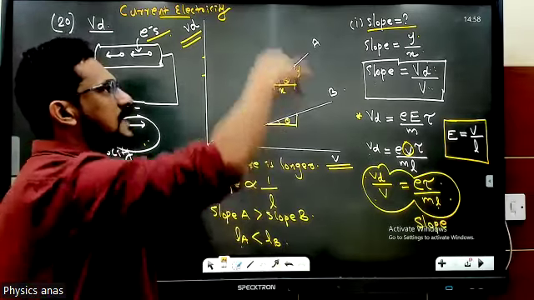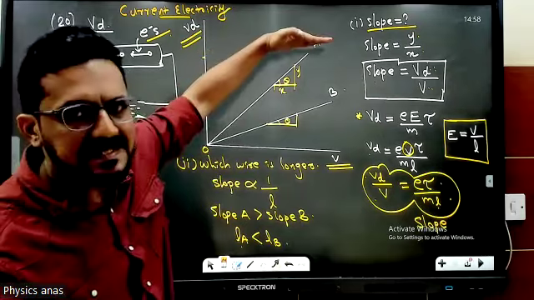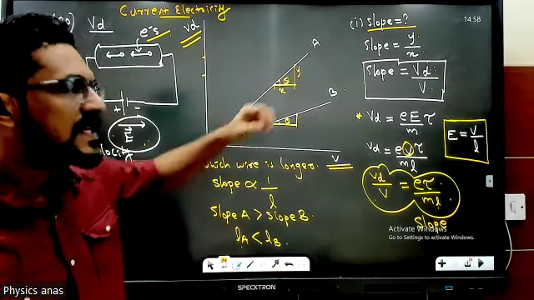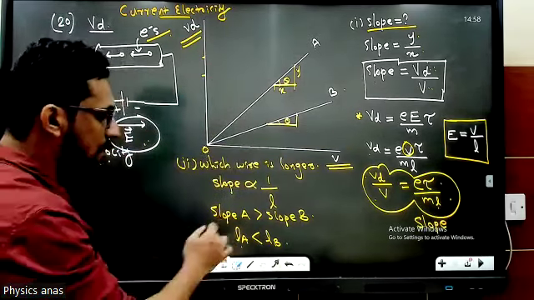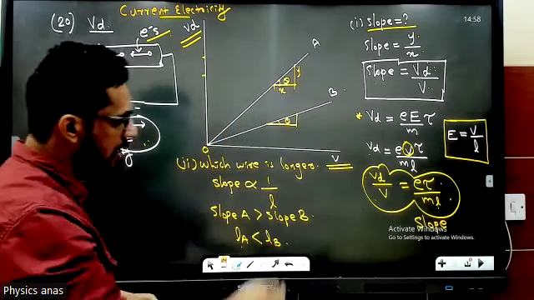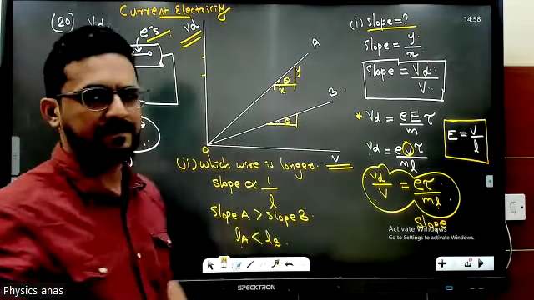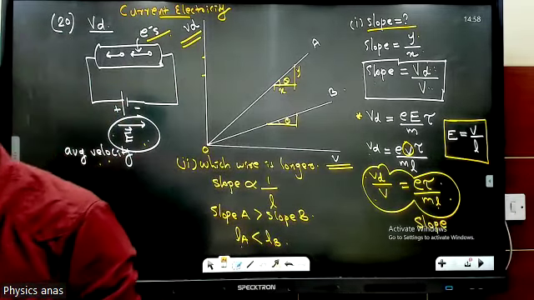And whose slope is greater? For wire A, the slope is greater. For wire B, the slope is lesser. So the slope of A is greater than the slope of B. Then the length of A will be less than the length of B. Did you understand that, Joseph?